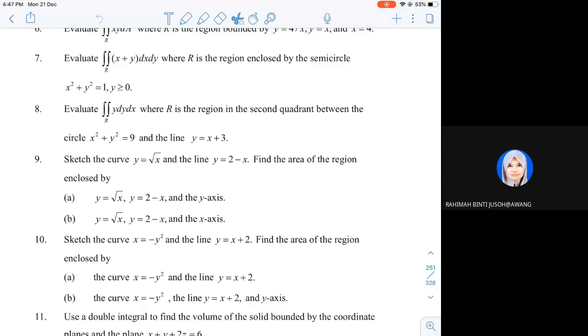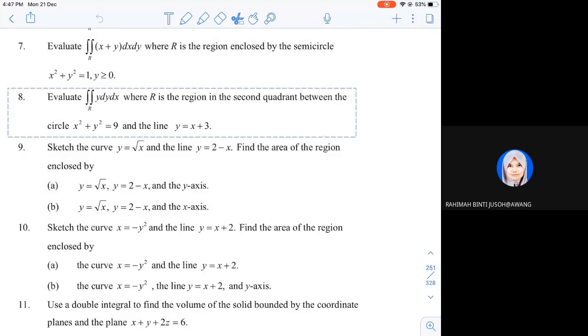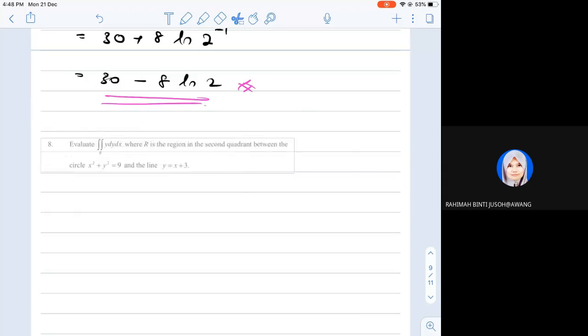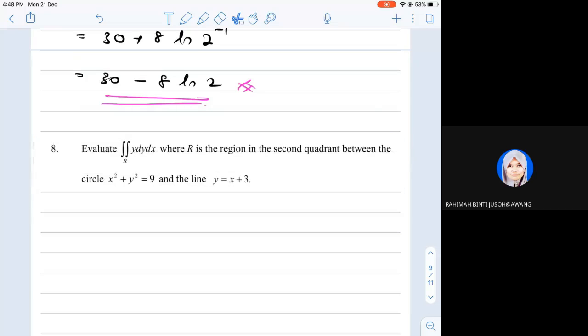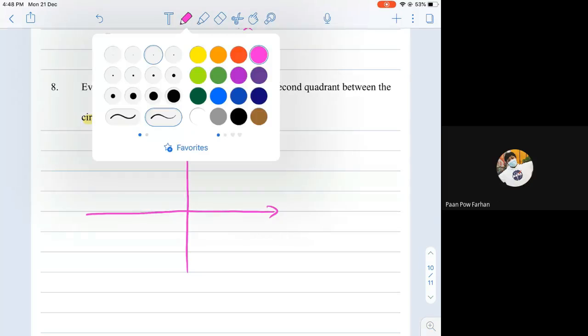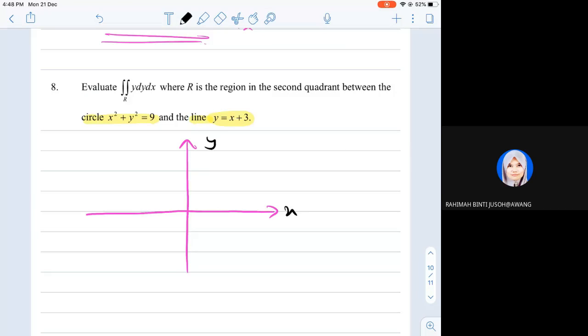Okay, let us do question number 8. Look at question number 8. Okay, we have a circle and then we have this line. Okay, so let us plot the graph. What's the radius of this circle? 3. Okay, very good. So we have a circle with radius 3. Okay, out here 3, 3, negative 3, negative 3.